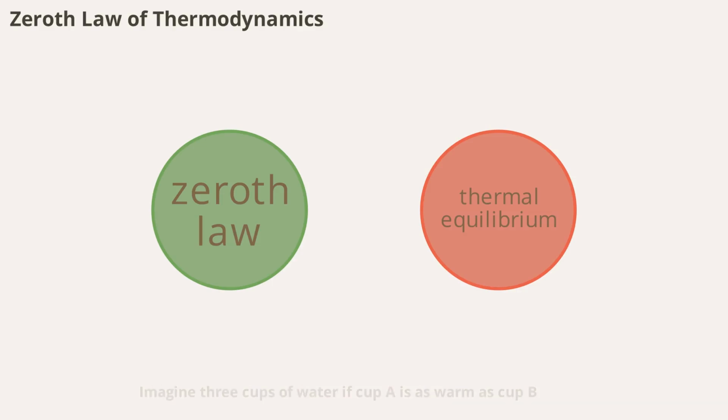Imagine 3 cups of water. If cup A is as warm as cup B, and cup B is as warm as cup C, then cup A and cup C must be at the same temperature. This seemingly obvious statement allows us to measure and compare temperatures in a meaningful way.